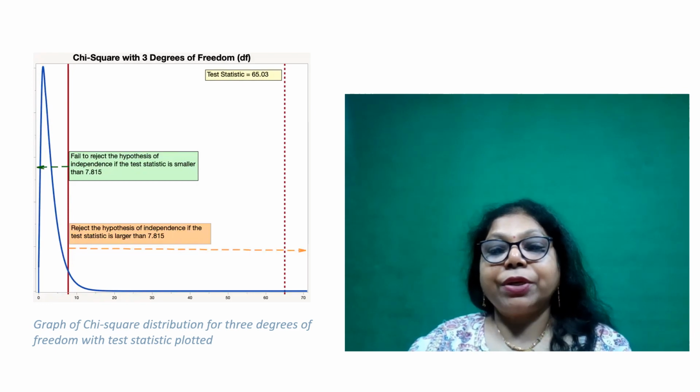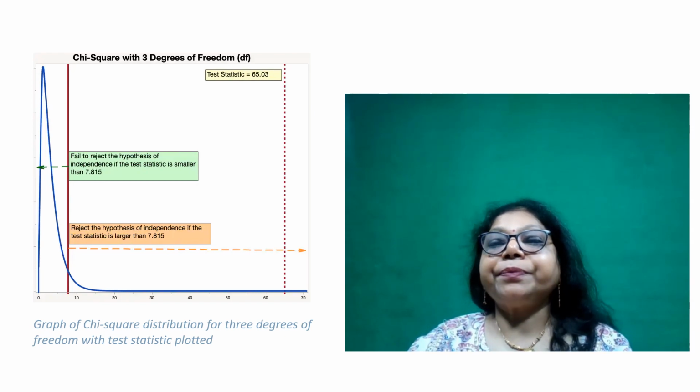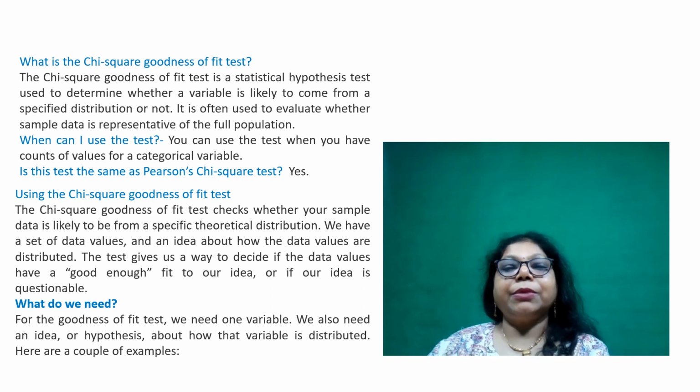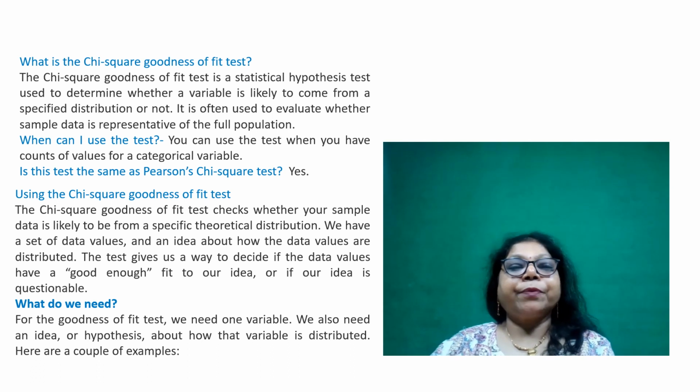Okay, the chi-square distribution plotted for 3 degrees of freedom, and we are just examining it. Then understanding what is chi-square goodness of fit test. This is also one very important parameter in chi-square test.